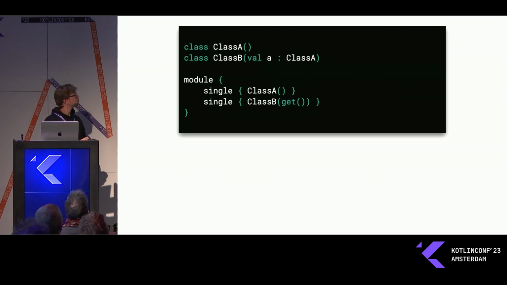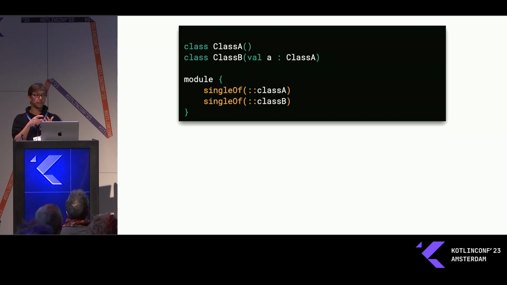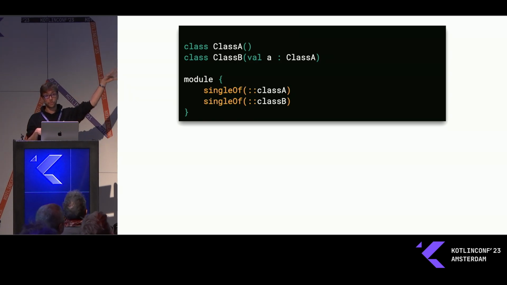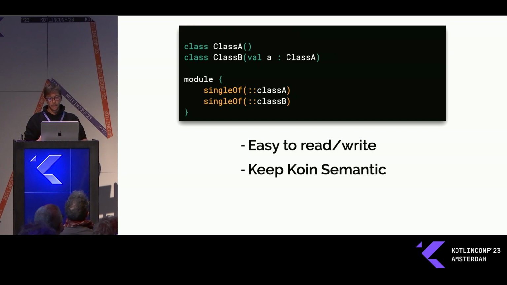How does it go then? You see, I've written a single function, and then the new keyword that we have released in Koin 3.2 is singleOf. That means that we are creating a single, and then we are taking a pointer to the class constructor directly, and then it's creating the instance for you. The idea is that it's easy to write, easy to read, like the DSL. We keep consistency in the semantics. We have the same keyword for you.